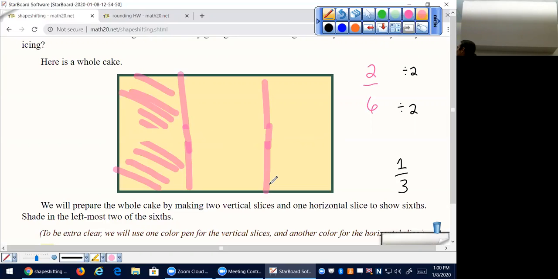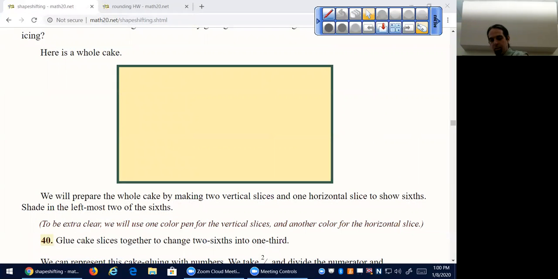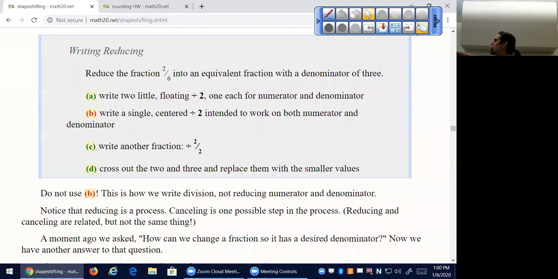So if you had some sort of magic cake icing frosting stuff and you glue your pieces together, that's all that's happening when you're reducing fractions. And the same warnings apply: when you're doing this, you could write a divided by 2 top and bottom, but don't just write 1 divided by 2 in the middle. That would be wrong.